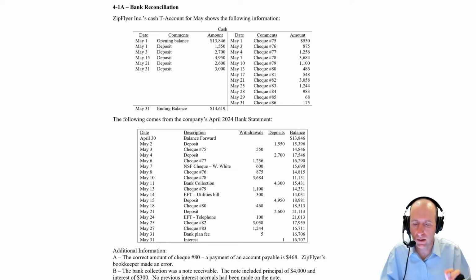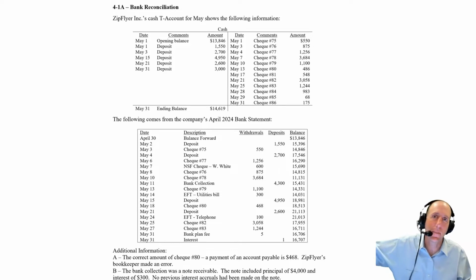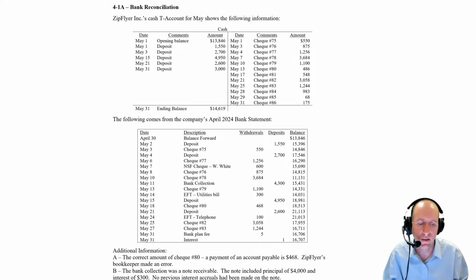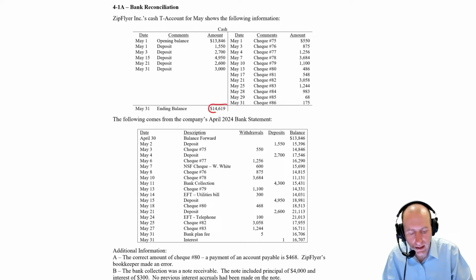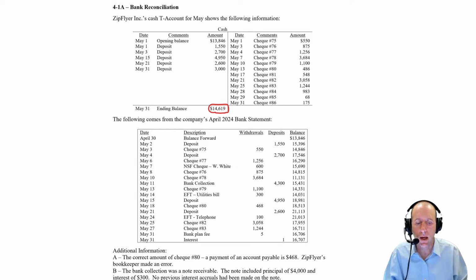So the question says, ZipFlyer Inc.'s Cash T account for May shows the following information. There are some deposits, which are money coming in. Obviously, debits on the left, money coming in goes on the left. Credits to the right, money going out goes to the right. And you can see the ending balance of our cash. It's a debit balance of $14,000 and change.